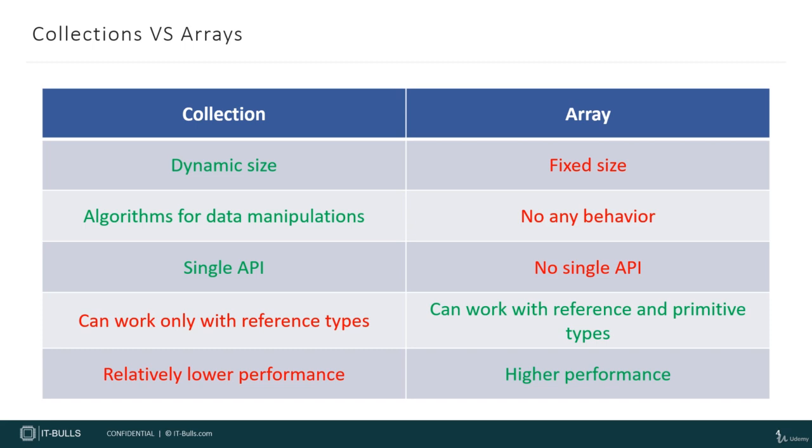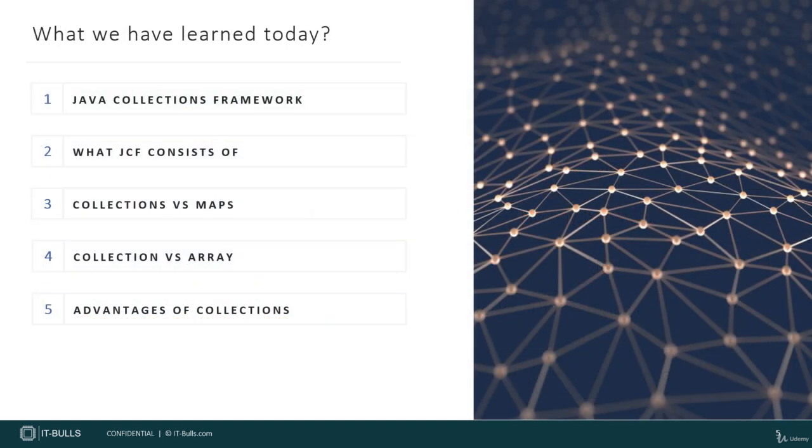I believe now you have the vision of what we are going to learn and what the Java Collections Framework is. As you can see, there are really a lot of things to learn. Right now, let's recap what we have learned today. In this lesson, we learned what the Java Collections Framework contains. On a high level, we understand what collections are and how they are different from maps. During the lesson, we reviewed the main advantages of collections over arrays and also discussed what advantages arrays have over collections.